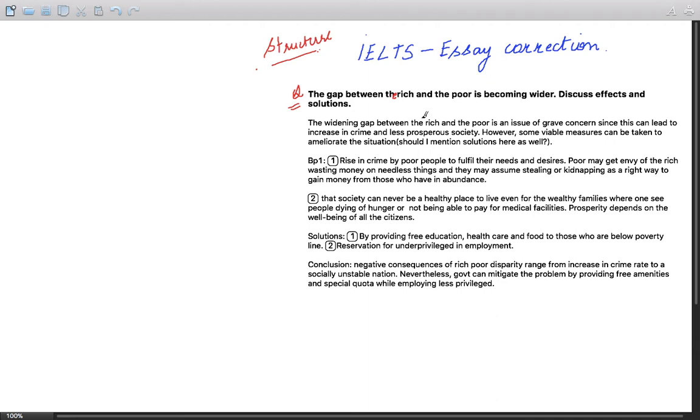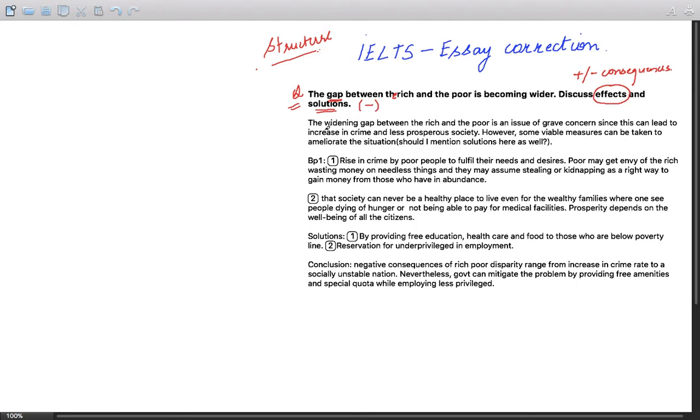Discuss effects and solutions. So you have to mention about the gap. You have to discuss the gap between the rich and the poor. What are the effects? What are the positive or negative consequences? And you have to mention the solutions. So it is primarily about negative consequences since you have to mention the solutions.